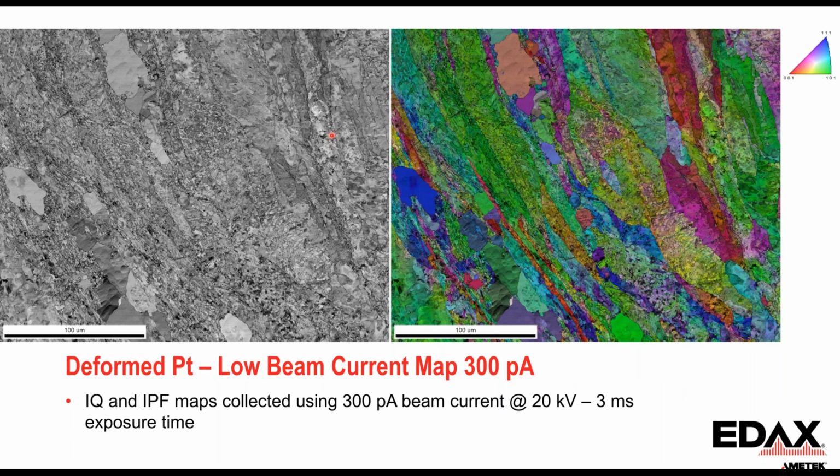Here's another one at 300 picoamps. This is a deformed platinum material, where we can see some of the deformed grains, again, have these variations in color. We see some recrystallized grains here. These are more recrystallized grains where it's a solid color. These are the deformed grains, and we can analyze these at low beam currents. But these are just examples of large maps where we can replicate what we can do with traditional detectors at lower beam currents.